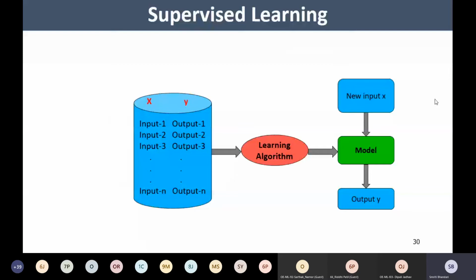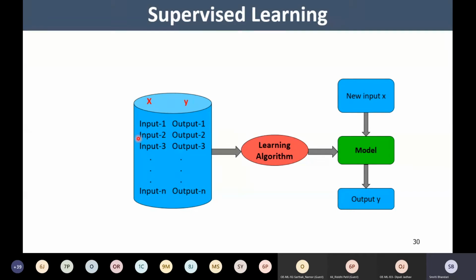See here on the screen what we have. As I mentioned, in supervised learning we have labeled data. Whatever you are able to visualize here is our labeled data, or our training data. Our training data comprises X and Y. X is the input and Y is the output. So I'll have input-output pairs for all the observations in my data set. This is called the training data set.